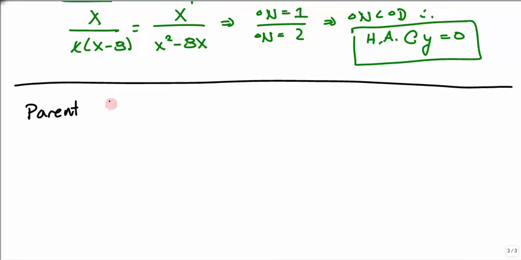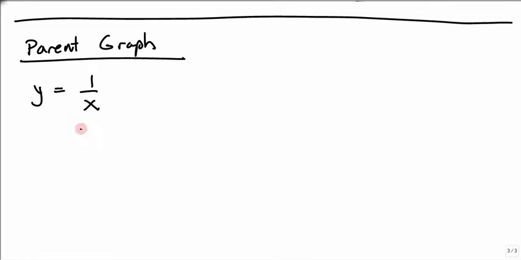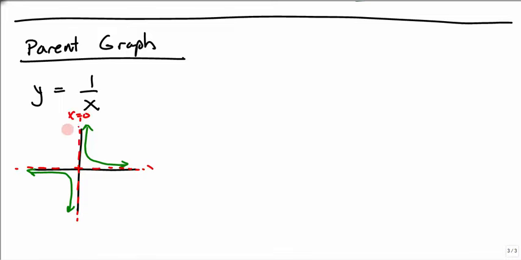The parent graphs that we're going to be looking at are rational expressions. So we have one parent graph of y equals 1 over x. The graph of y equals 1 over x is going to equal this nice little graph that we looked at earlier that exists in the first and the third quadrant. Important things to remember: I have a vertical asymptote and I have a horizontal asymptote here. So my vertical asymptote is at x equals 0. This is my vertical asymptote. My horizontal asymptote is y equals 0.